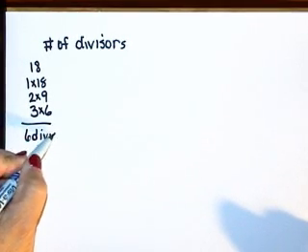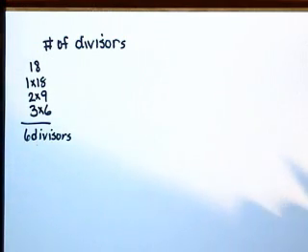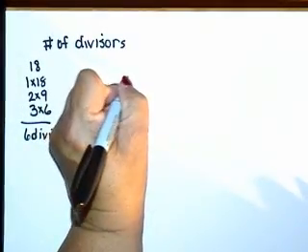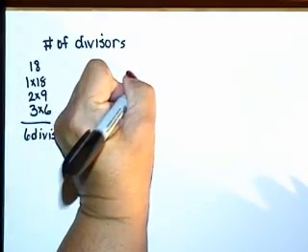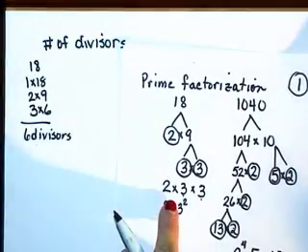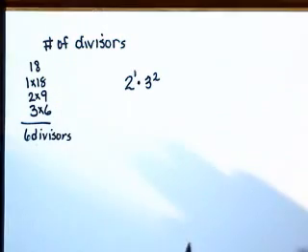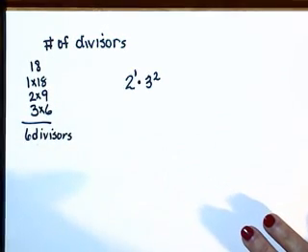divisors or 6 factors of 18. All right, so the prime factorization of 18 is 2 times 3 to the second. That's what we got when we were doing it earlier. So this is like 2 to the first power times 3 to the second power.